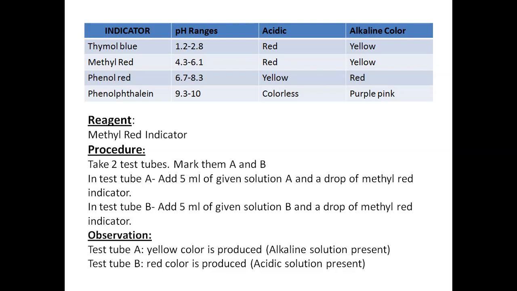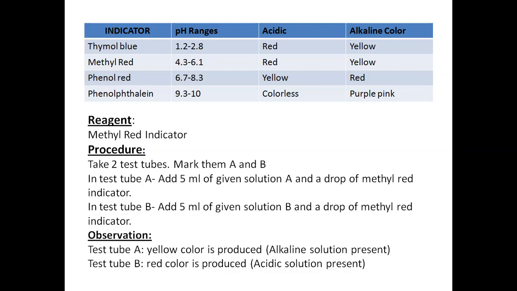So the object again is to determine the pH by using an indicator. The reagent we are going to use here is the methyl red indicator. You will take two test tubes and mark them A and B. In test tube A, add 5 ml of given solution A and a drop of methyl red indicator. In test tube B, you add 5 ml of given solution B and a drop of methyl red. Generally we give you an alkaline solution in test tube A and an acidic solution in test tube B.